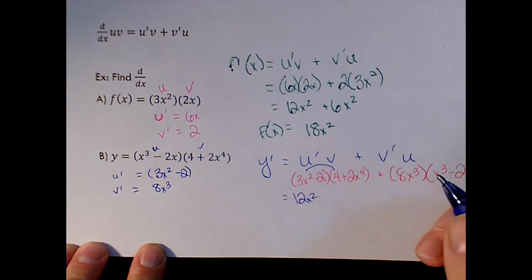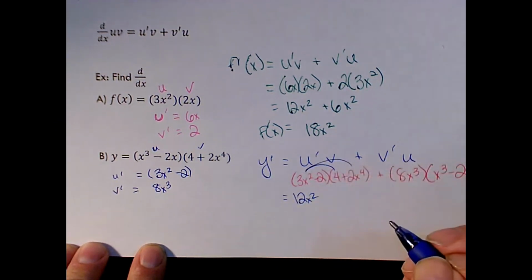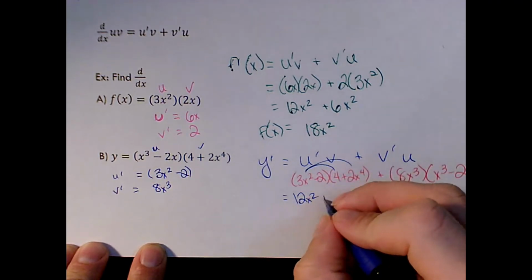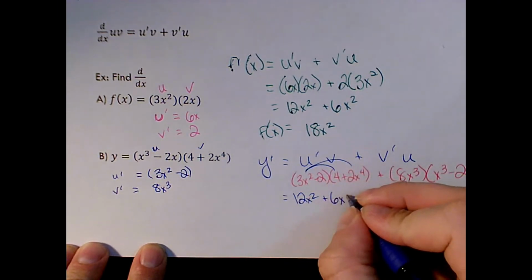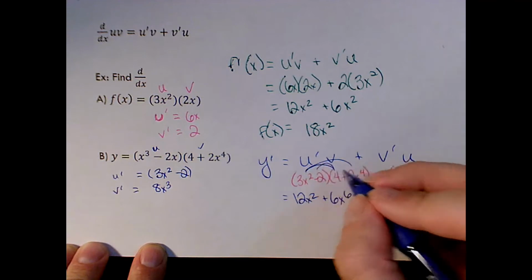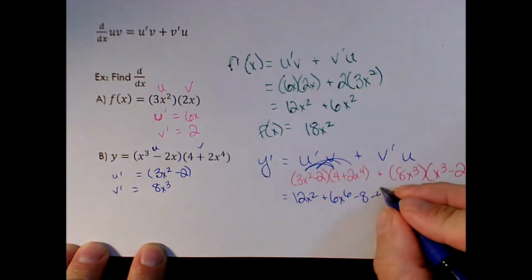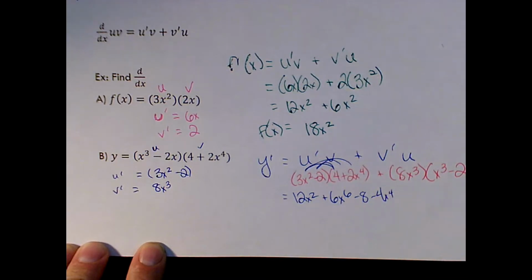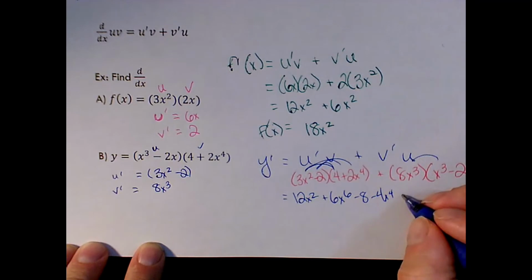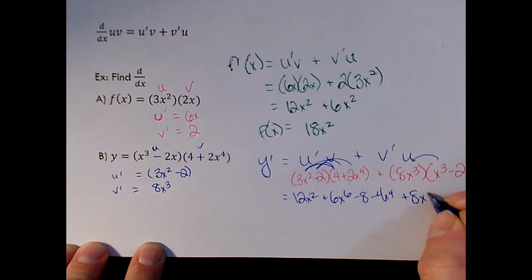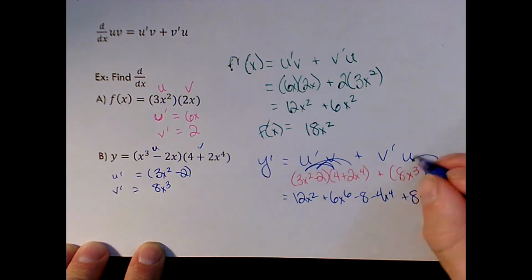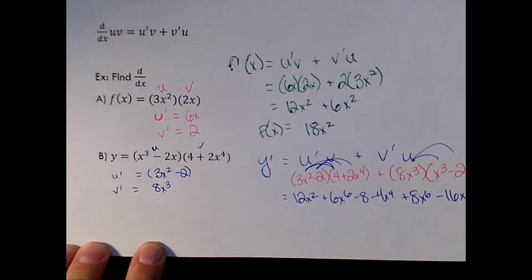12x squared plus 6x to the sixth minus 8 minus 4x to the fourth. This is just regular distributive property. Plus 8x to the sixth minus 16x to the fourth.